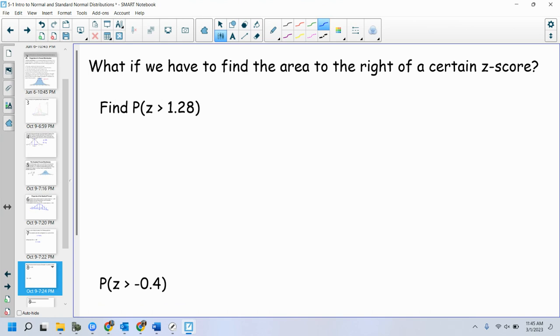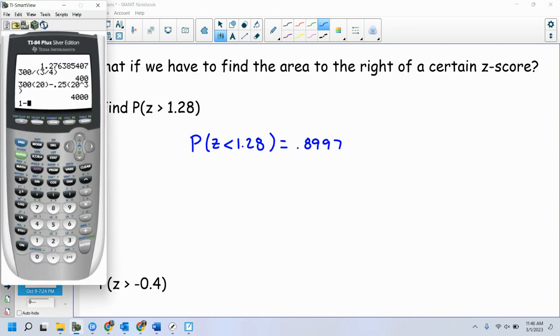1.28, 0.8997, right? So the z-score equaling 1.28 would be, actually, no, that's a lie. Because isn't this to the left of the curve? On the left side, the probability of less than 1.28, what did we say was 0.8997? So what do I have to do to that 0.8997 to make it greater than? The complement. Yeah, 1 minus. 1 minus 0.8997 gets me 0.1003.